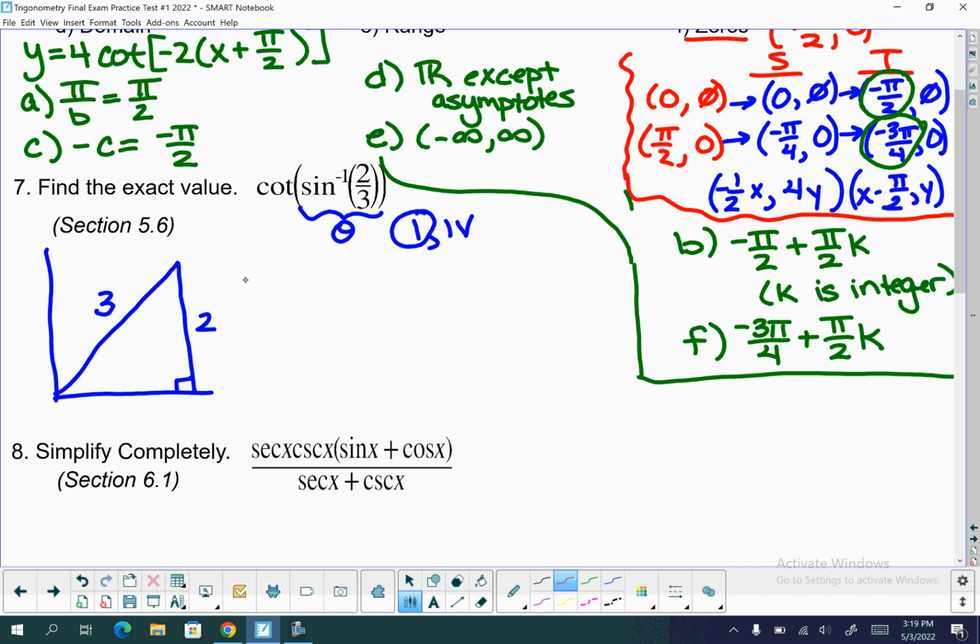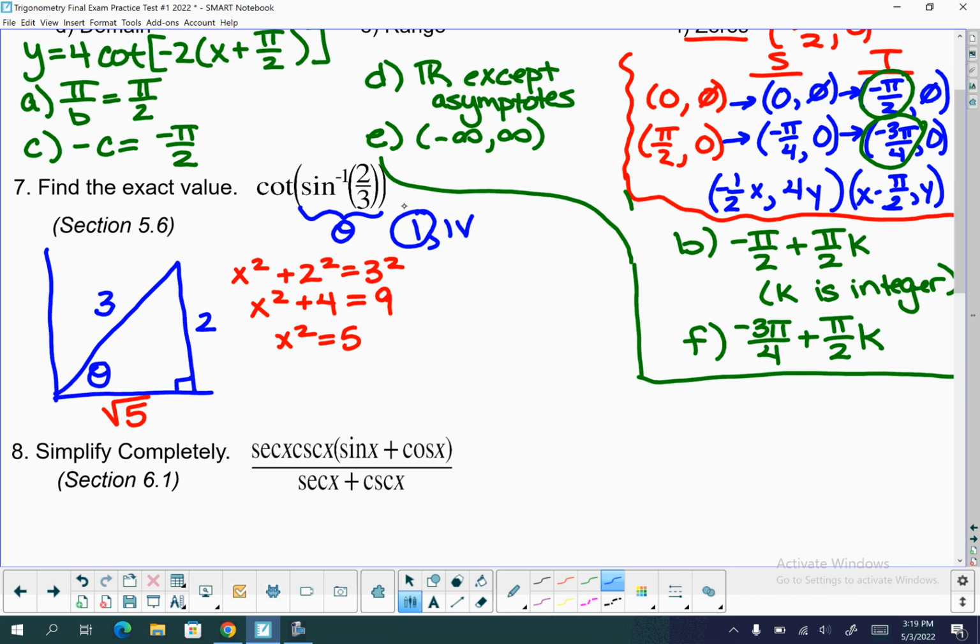Pythagorean theorem is going to give me the third side. Let's call it x. x squared plus 2 squared equals 3 squared. There we go. x squared plus 4 equals 9. x squared equals 5. And therefore, we're going to get rad 5 for x. Once you have your triangle drawn, there's our theta.